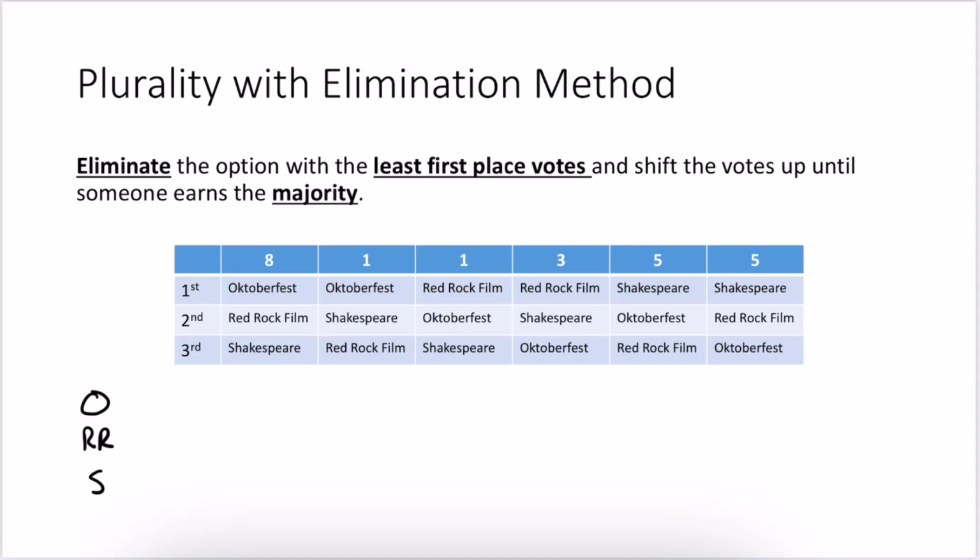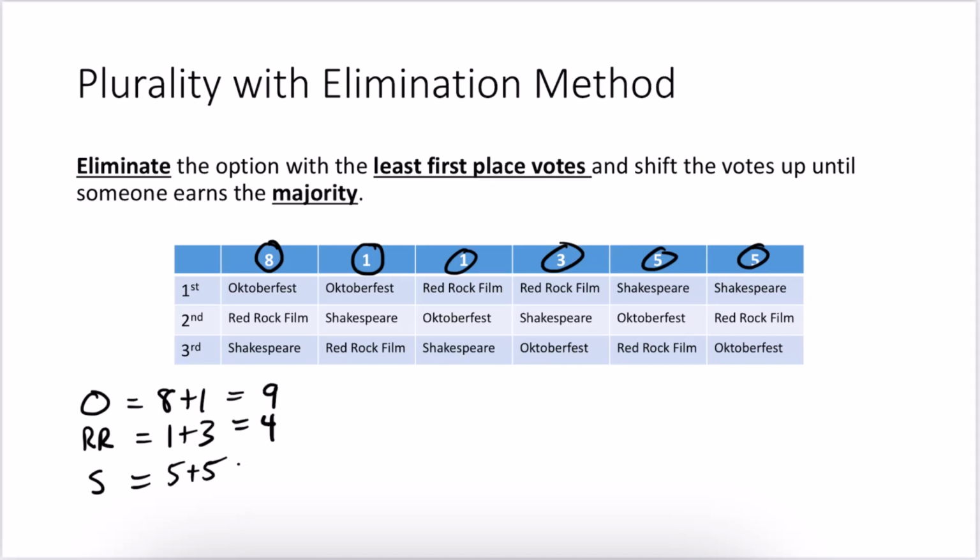And there were 8 people who voted for Oktoberfest as their first choice vote in that column. And there's 1 person who voted for Oktoberfest as their first choice vote in that column. And then the Red Rock Film Festival had 1 vote plus 3 votes as the first place votes for those 2 columns. And then the Shakespeare Festival had 5 and 5. So the total number of first choice votes that each one of these options has is 9, 4, and 10.